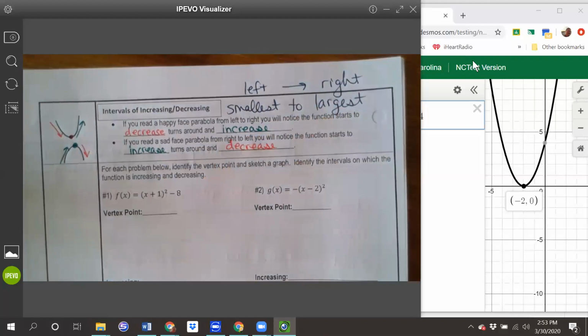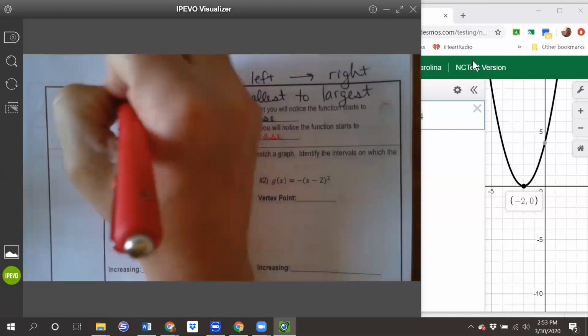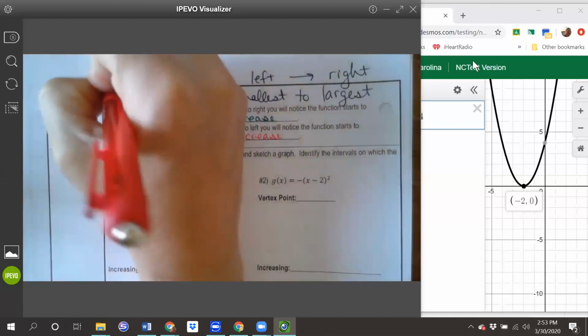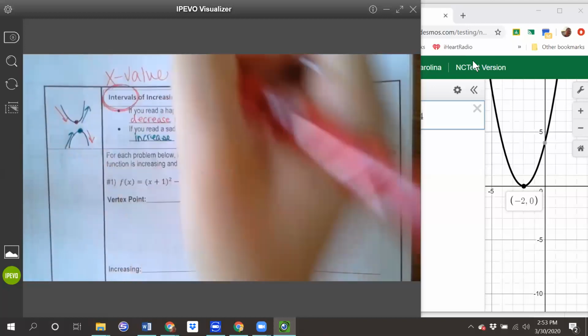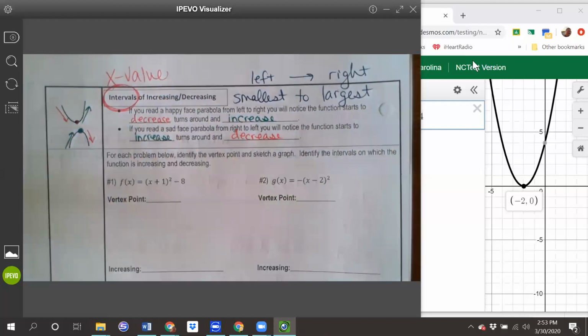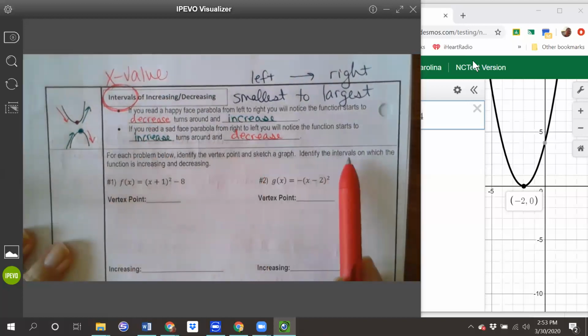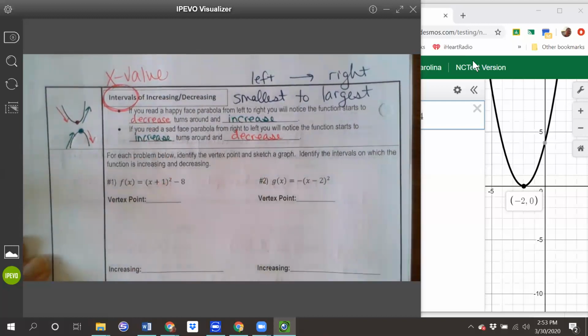So what we can do is create intervals that tell us when a graph is increasing and when a graph is decreasing. And these intervals we talk about as x values. So the intervals are going to be over a span of x's. I'm sorry, the graph is going to be increasing or decreasing. So it says, for each below, identify the vertex point, sketch a graph, and then identify the intervals on which it is increasing or decreasing.